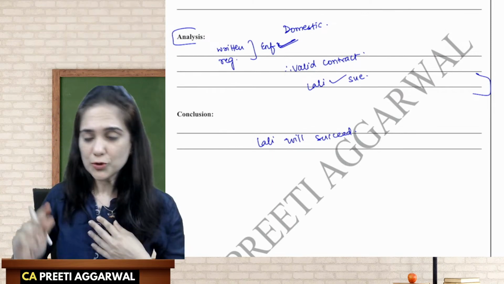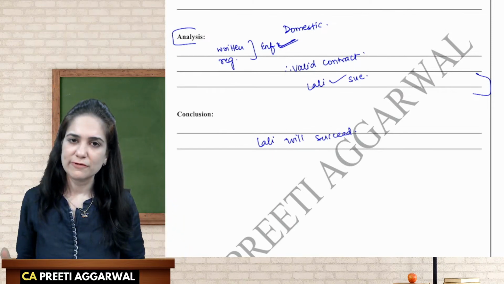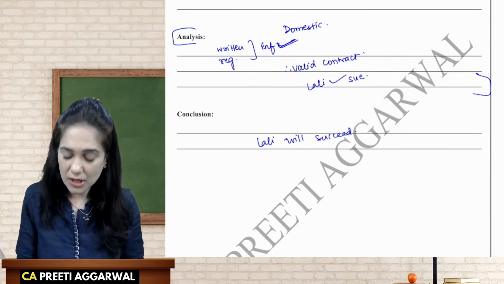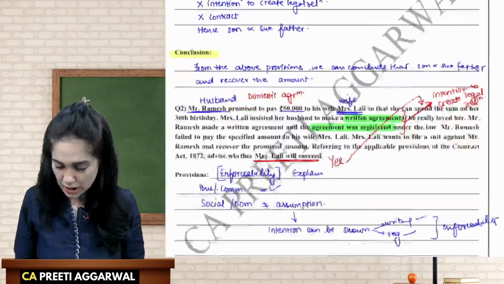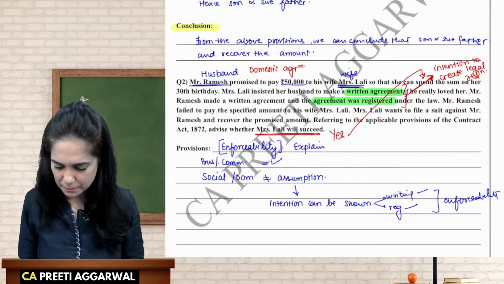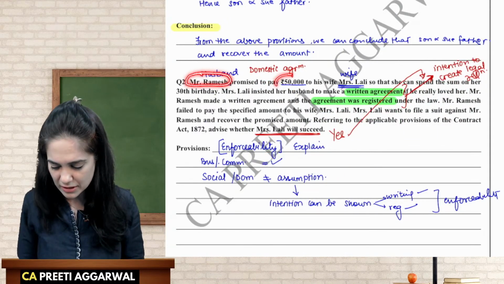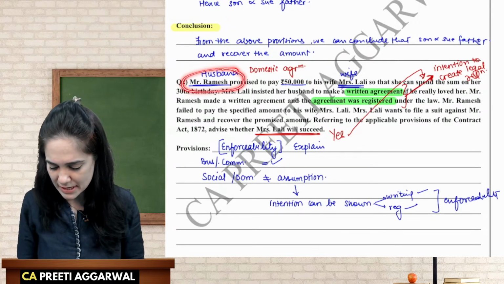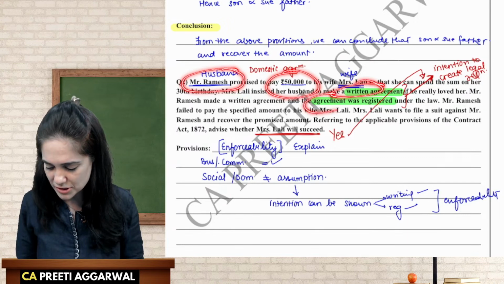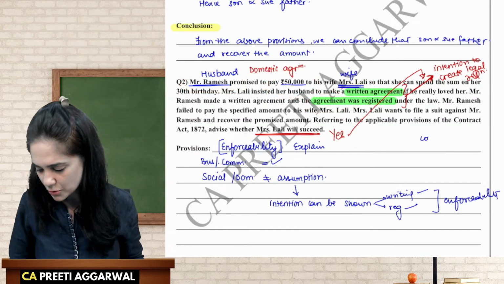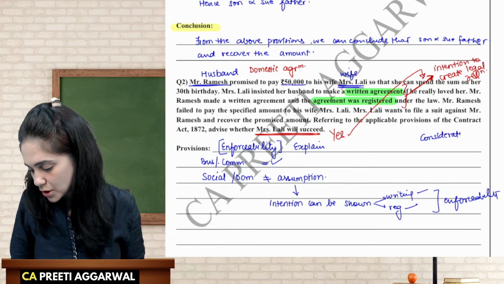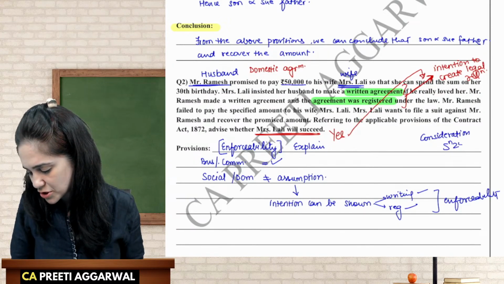Okay, now you can also answer this question from the consideration point of view. This is an exception to consideration. No consideration, no contract. Now, if the agreement is between persons standing in near relation, it is based on natural love and affection, it is written, it is registered, you can also answer this question as an exception to consideration. You can apply the provisions of section 25.